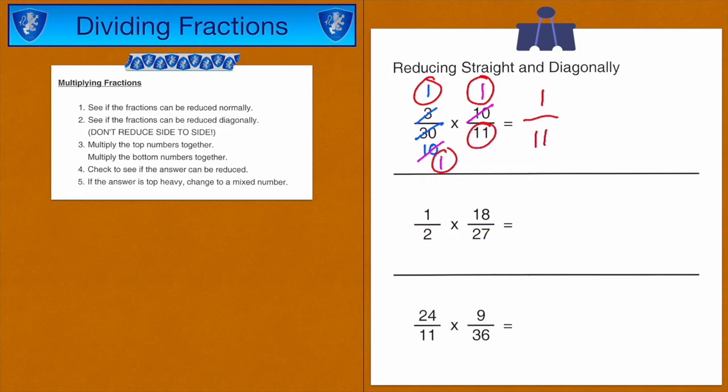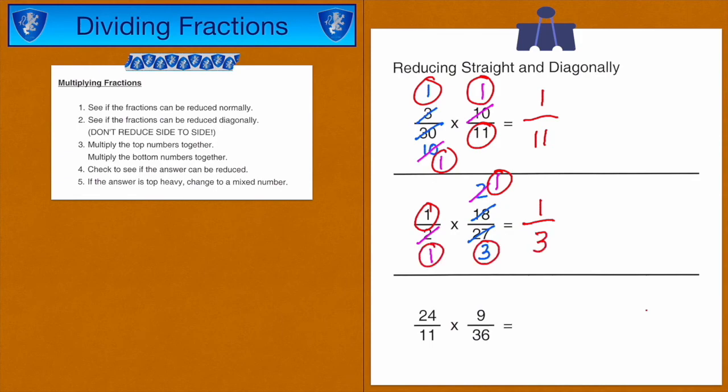Right, now the next one, we can't reduce that fraction, but we can reduce this one in the 9 times table. That's 2 times 9, and that's 3 times 9. And if you look diagonally, we can't do that one, but we can do this one. We can divide by 2. So that's 1 times 2, and that's 1 times 2. Then we've got 1 times 1 is 1, 1 times 3 is 3.